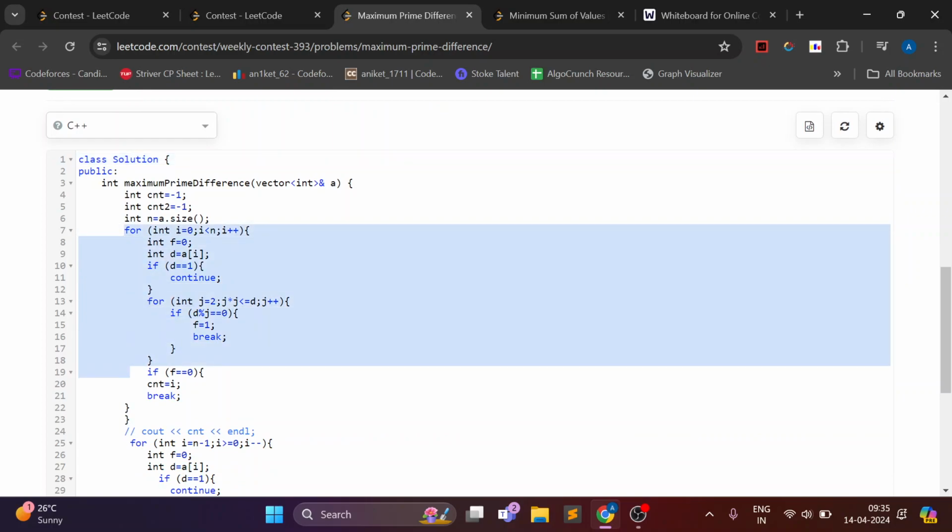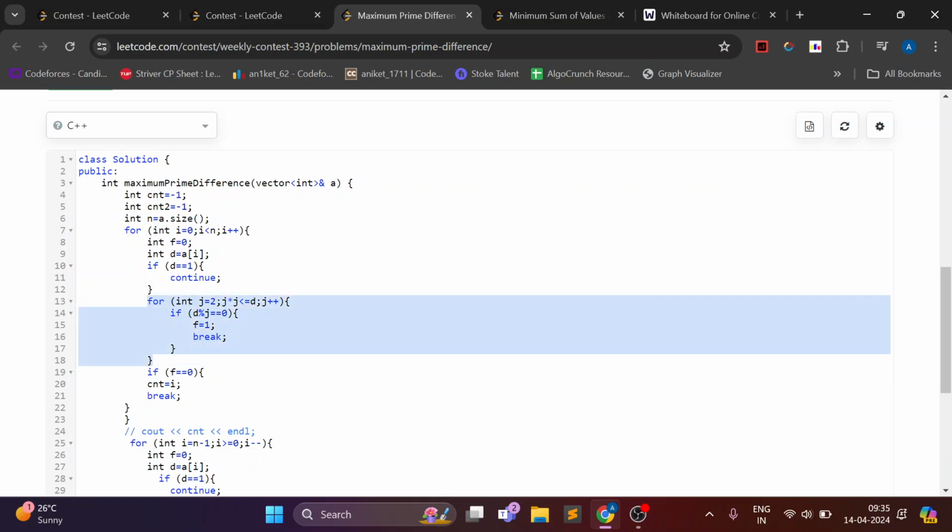So what I'm doing is I'm writing two for loops, and in each for loop I'm starting from one of the ends of the array and checking if the current number is prime or not.